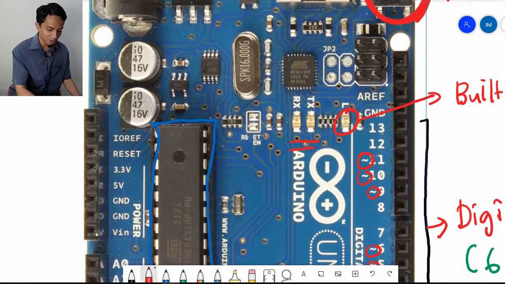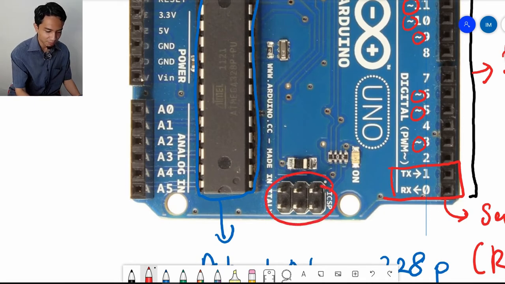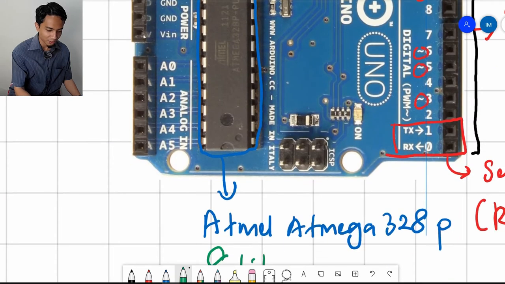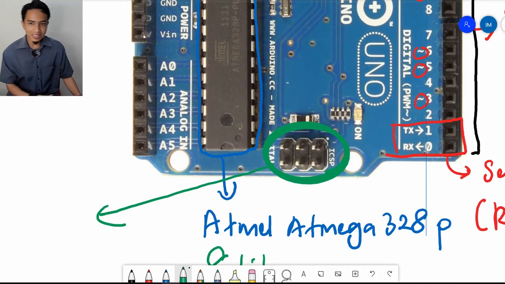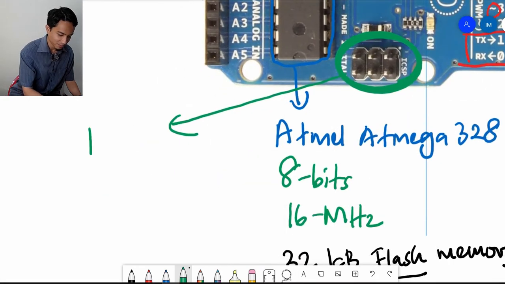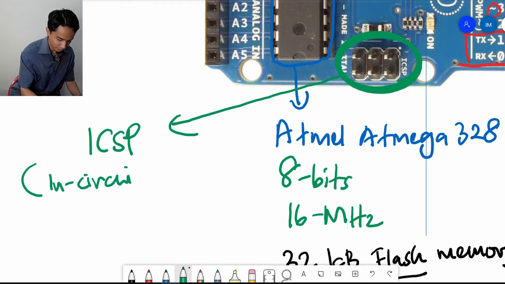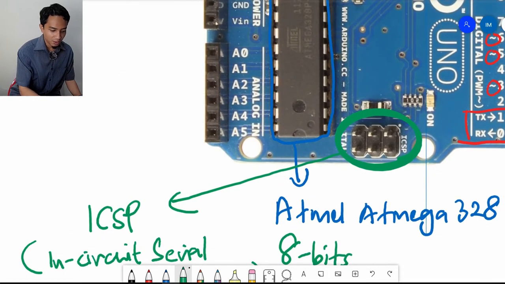Okay, before we go to the power, we go to this part here. This is the ICSP pin, which is not used for us, since this is actually to bootload the Arduino, but I just want to say that there is this ICSP, or in-circuit serial programming header. So this is for programming, for bootloading the Arduino.